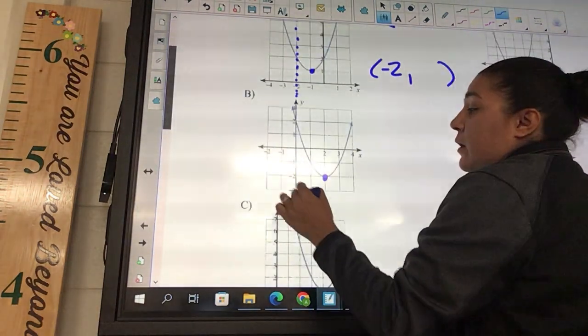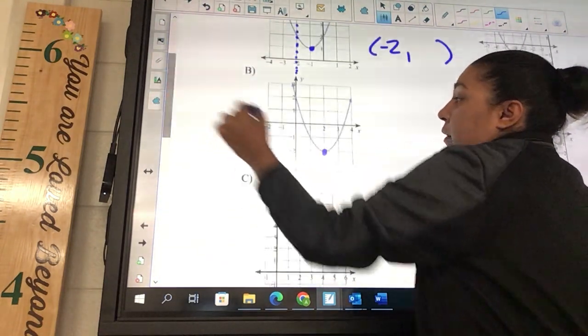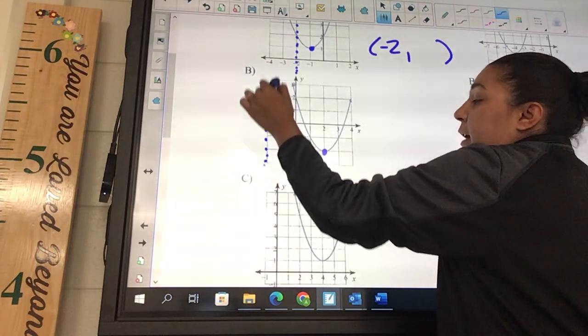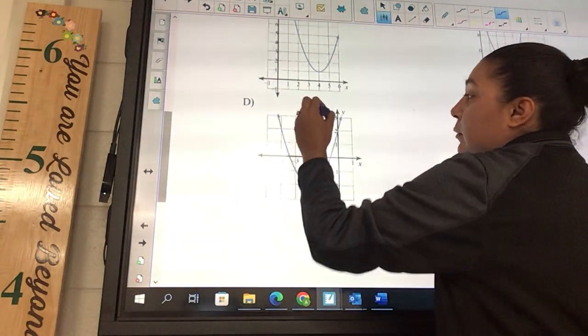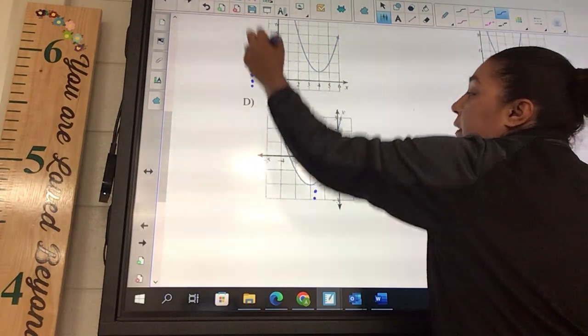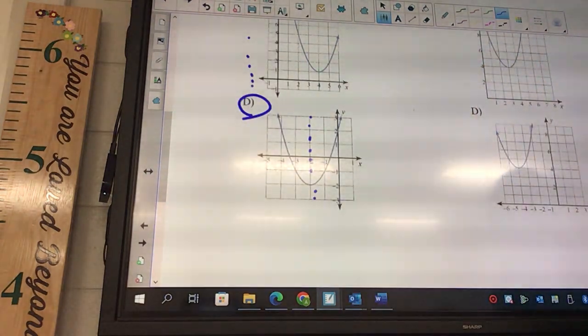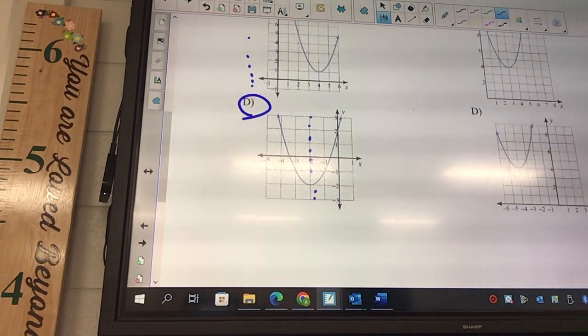Okay, same thing. It should be somewhere on this negative 2 line. Okay, which is the only one that's on the negative 2 line? D. So it's got to be D. Otherwise, you plug in that -2 to the equation above and then keep going.